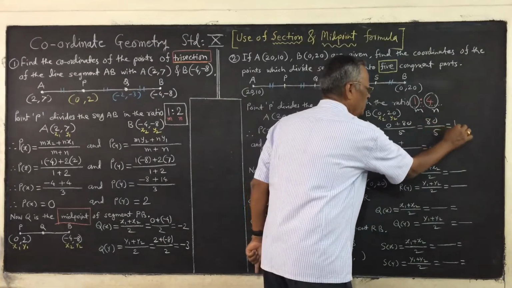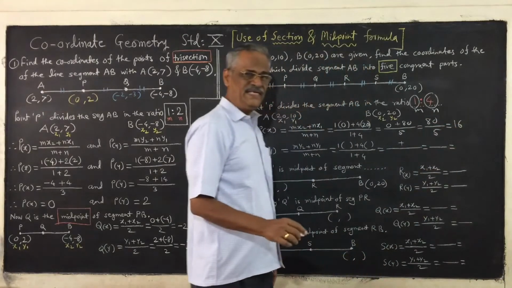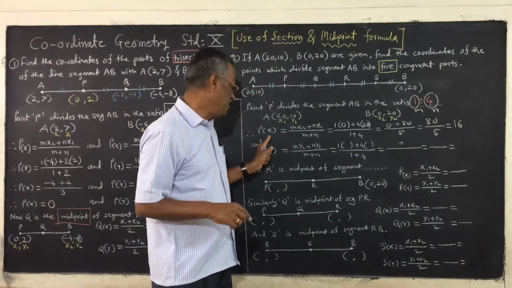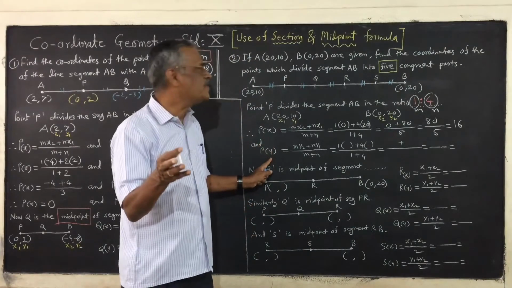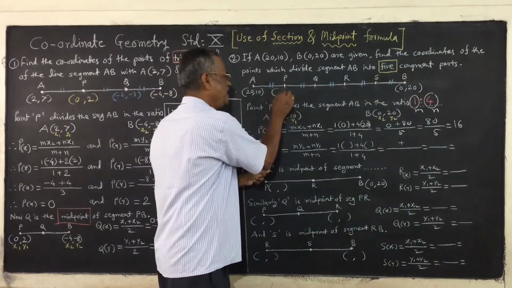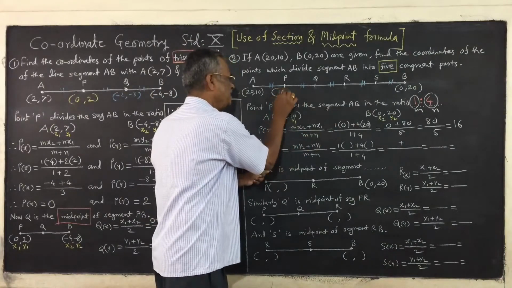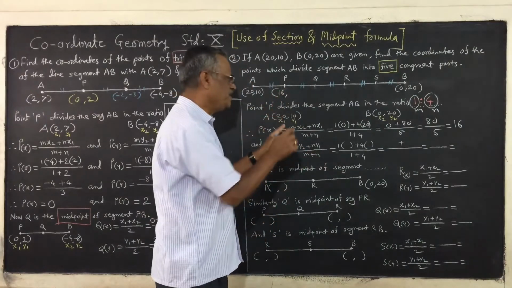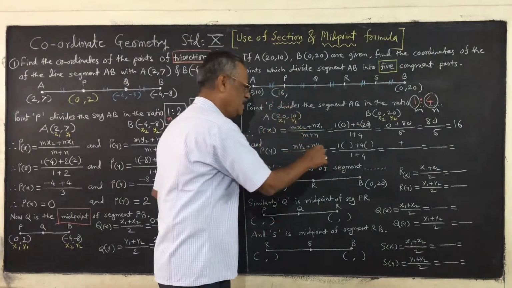Upon 5, the answer is 16. So that is the x coordinate of point P. Similarly, calculate the y coordinate of point P. You are getting the P point x coordinate 16. Now calculate the y coordinate of that point by using the section formula.